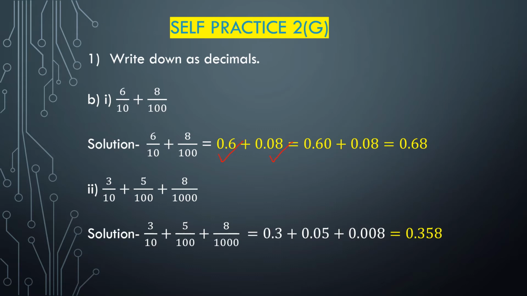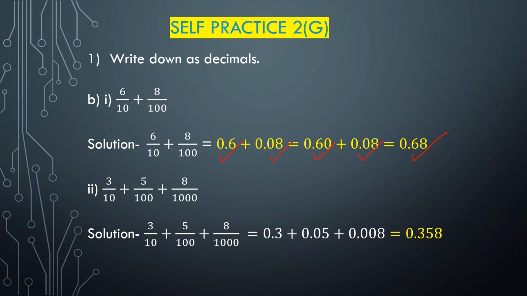So 0.6 plus 0.08 will be, in 0.08 there are two digits after the decimal point, so we have to place one digit more in 0.6. As 0.6 has only one digit after the decimal point, so 0.6 will be 0.60. We have to place 0 after the decimal point of 0.6. 0.60 plus 0.08 is equal to 0.68. So we get 6 divided by 10 plus 8 divided by 100 is 0.68.